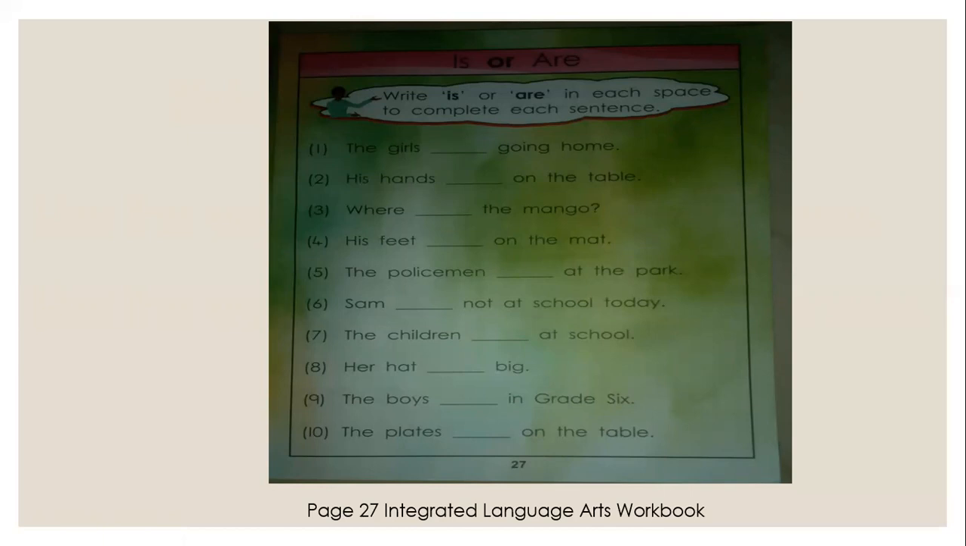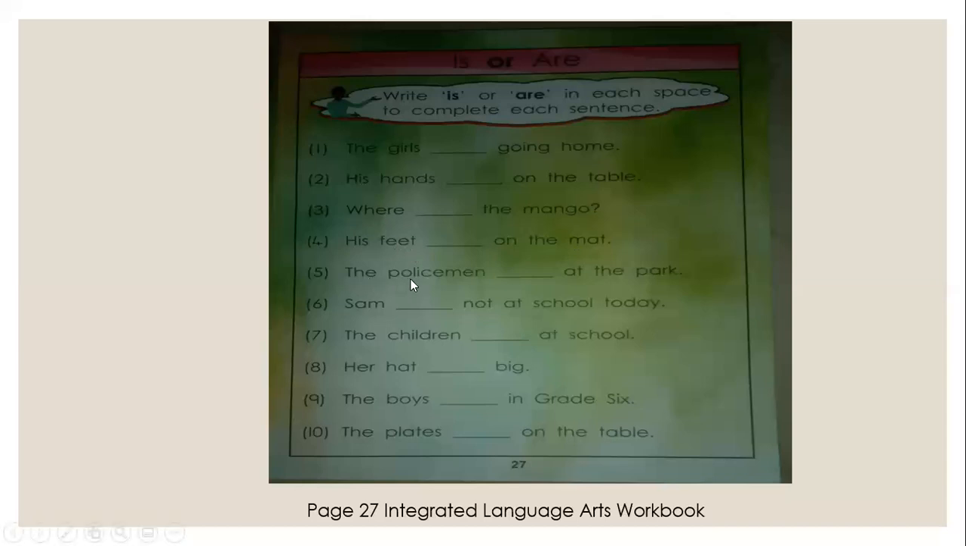Number 3, where blank the mango. Do we say where is the mango or do we say where are the mango? Number 4, his feet blank on the mat. Do we say his feet is on the mat or do we say his feet are on the mat?